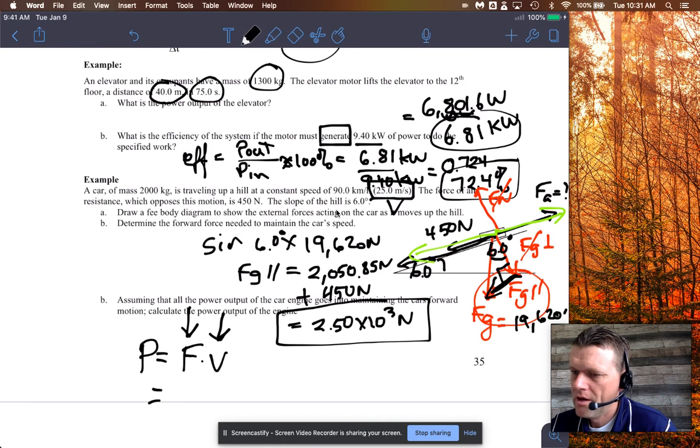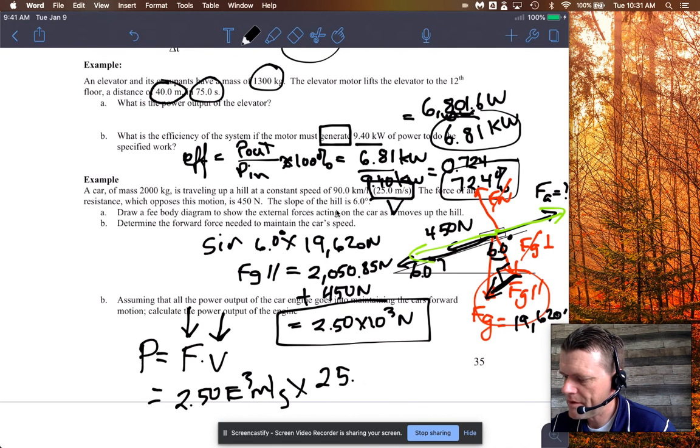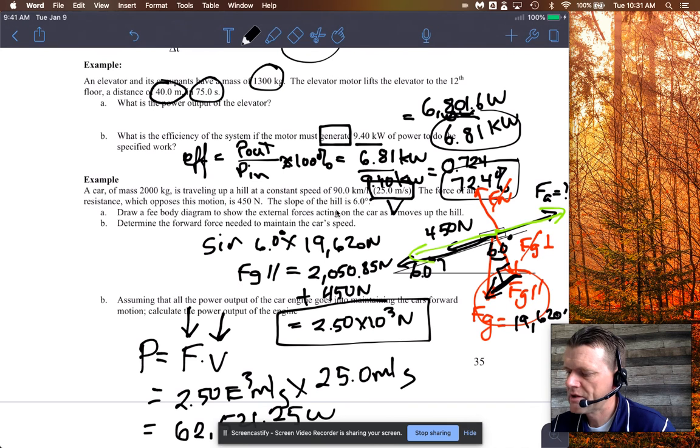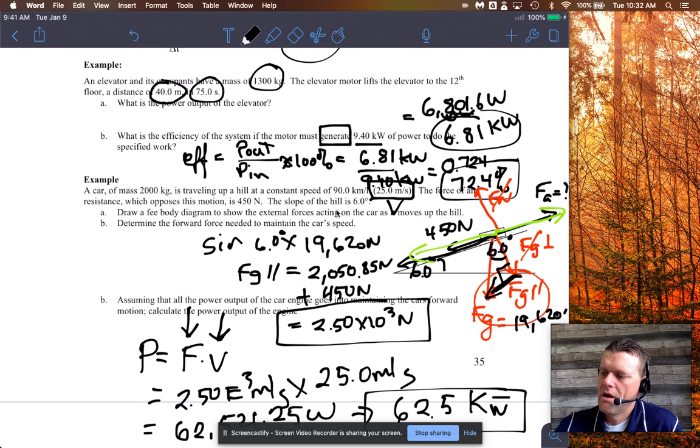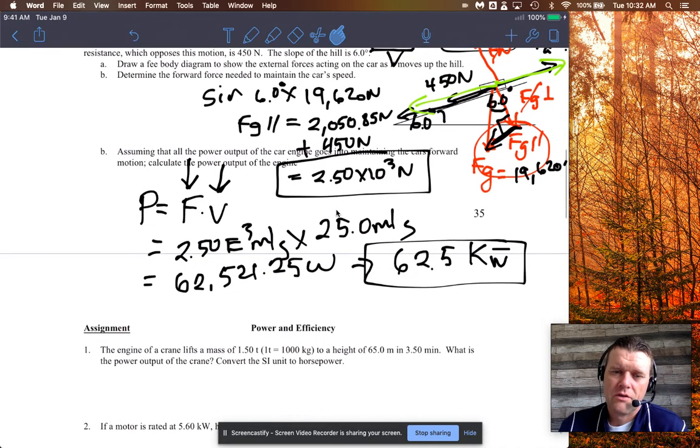Okay, so the math here is pretty straightforward. The force is 2.5 times 10 to the third, and you'd multiply that by the 25 meters per second. And I think it comes out to 62,521.25 watts, which we could simplify probably just to 62.5 kilowatts. Okay, so there would be a simple application of determining power.